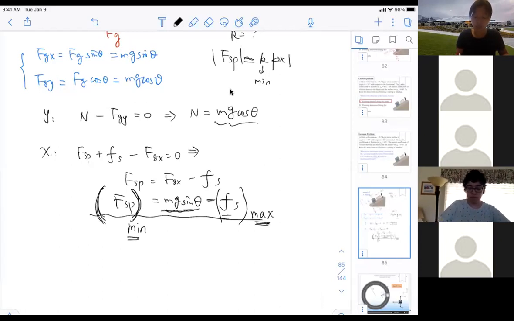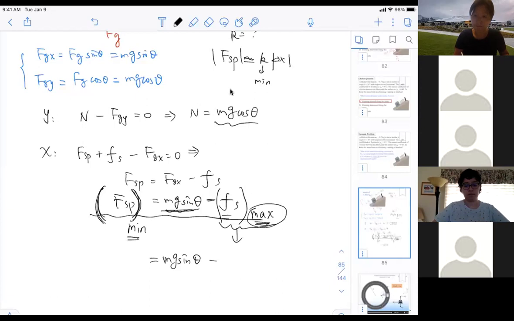Just so that we know how to calculate static friction for the maximum value, we know that the maximum amount of static friction the surface can provide is equal to, anybody remember? What is the maximum static friction? There is an equation for that. What is that? It is equal to?